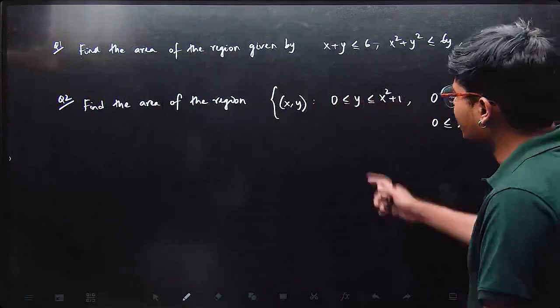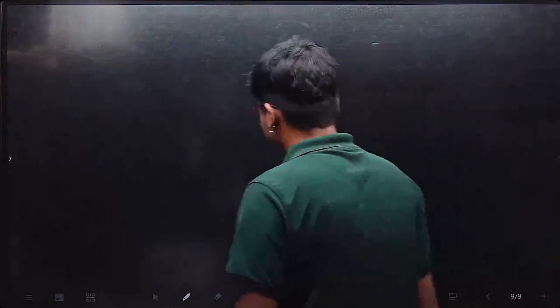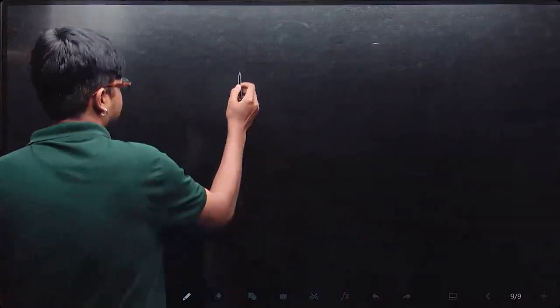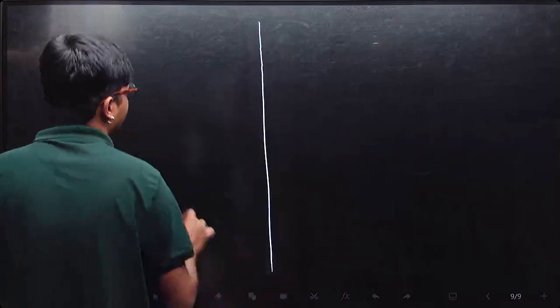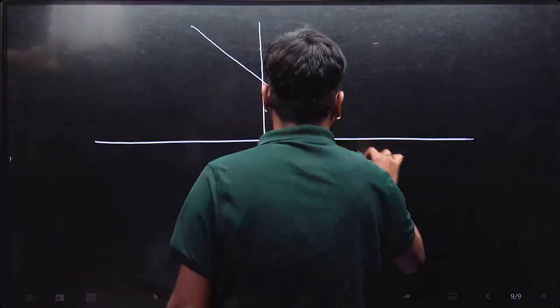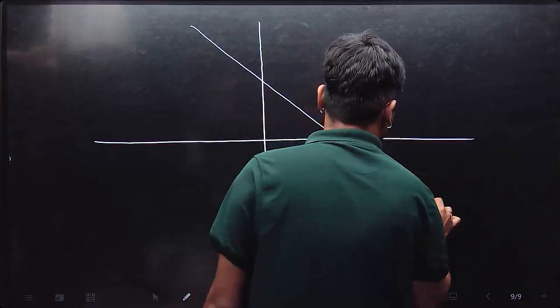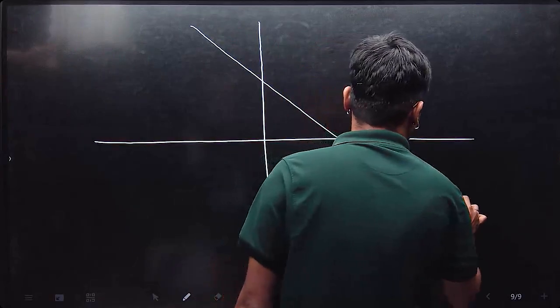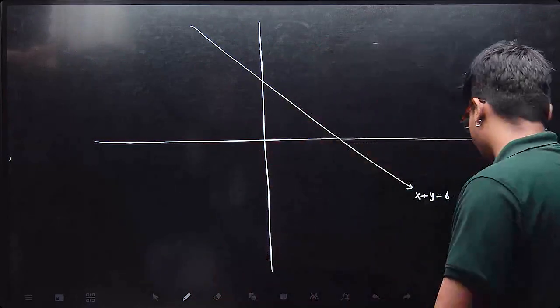Anyways, let's see. First of all, x plus y less than or equal to 6 is easy to plot, right? Should I do it on the same one? Okay, this is how you do it. Start with the first one. We know x plus y equal to 6 is this, right? And we know that we need to take the region below it. So that's the first one.